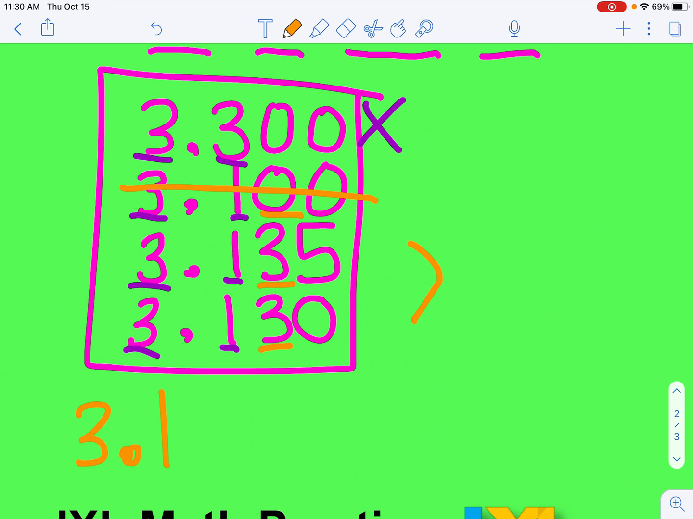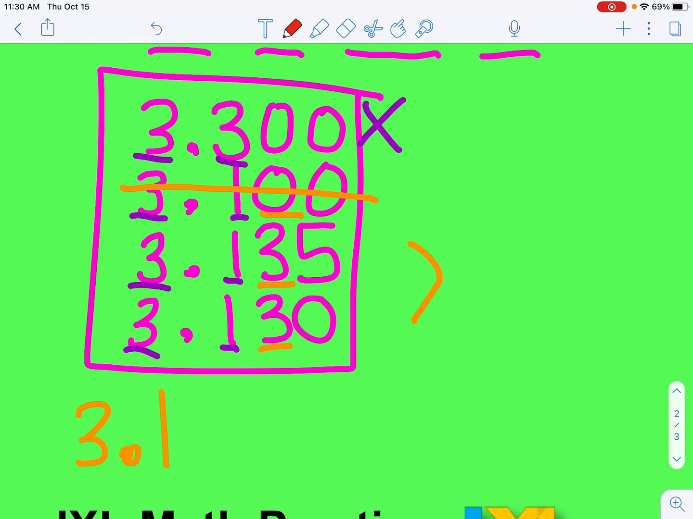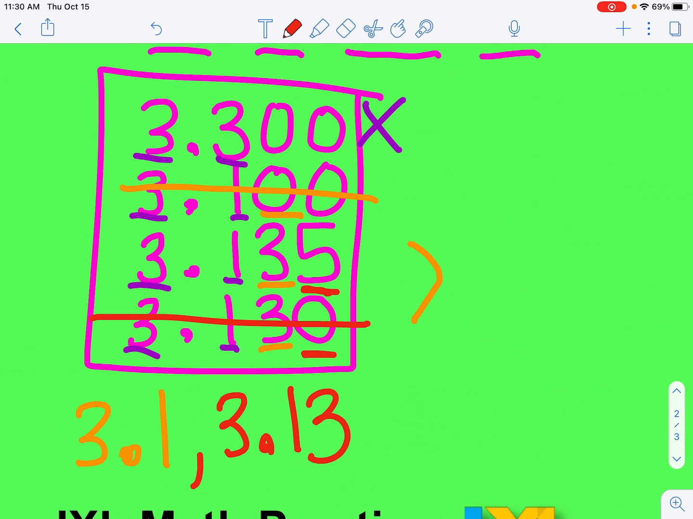Alright, now we're still looking at our numbers with the 1s in the tenths place. Now we need to figure out which number is smaller out of those ones. So I look at my next digit. I have a 5 in the thousandths place and I have a 0 in the thousandths place. Which number is smaller, a 0 or a 5? Right, this is 0. So my next number is 3 and 13 hundredths. Cross it off.